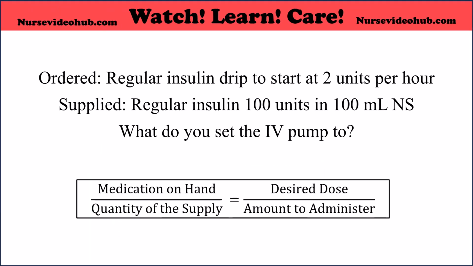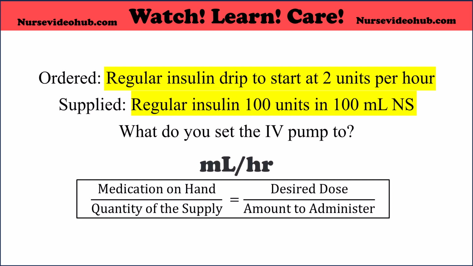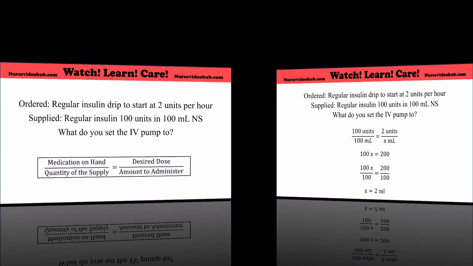Let's start with a regular insulin drip. The medication ordered is regular insulin drip to start at 2 units per hour. The medication supplied is regular insulin, 100 units in 100 milliliters of normal saline. What do you set the IV pump to? Remember, the IV pump should be set to milliliters per hour.